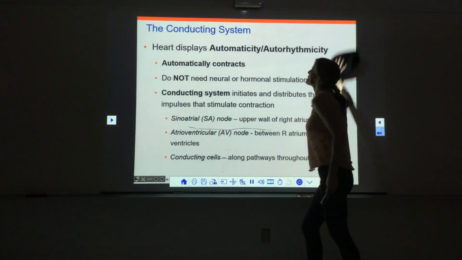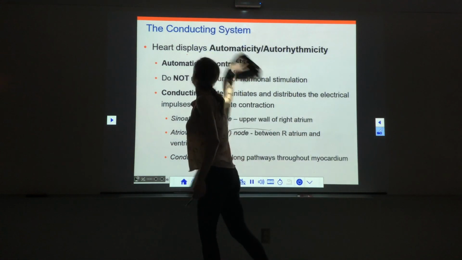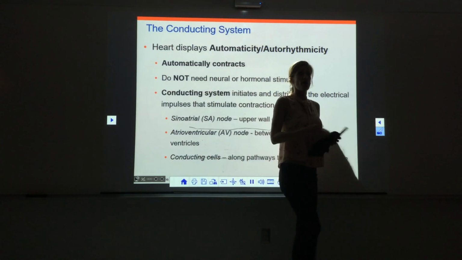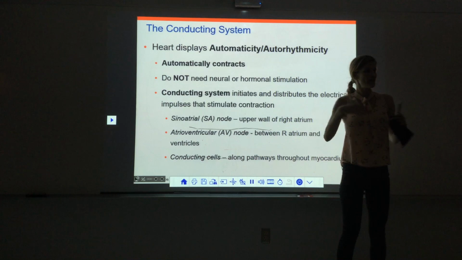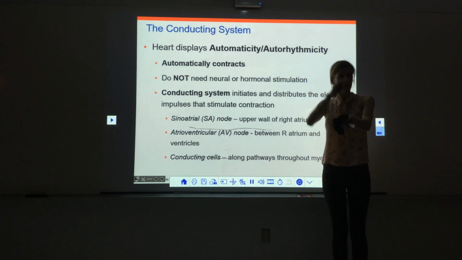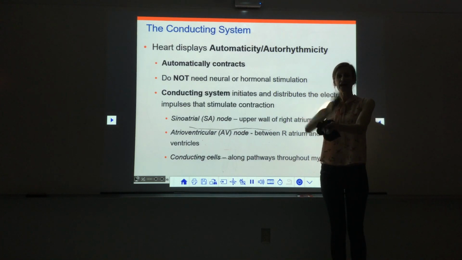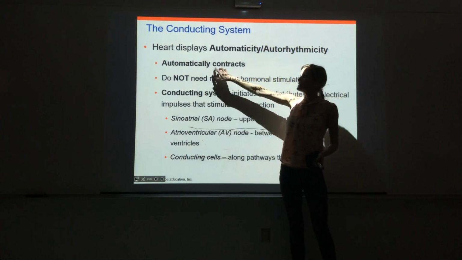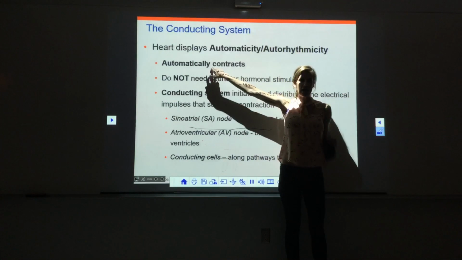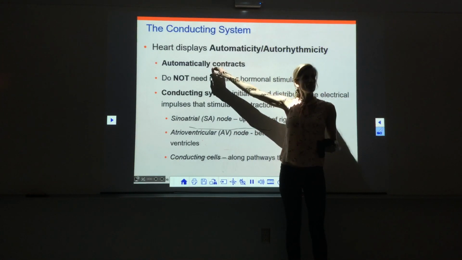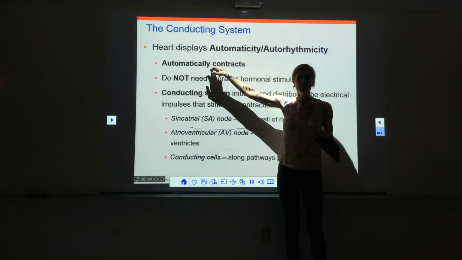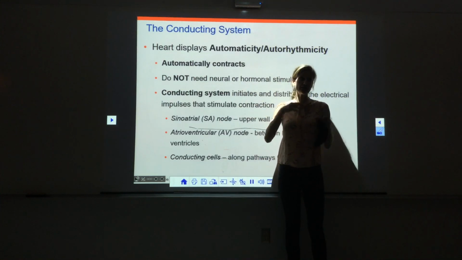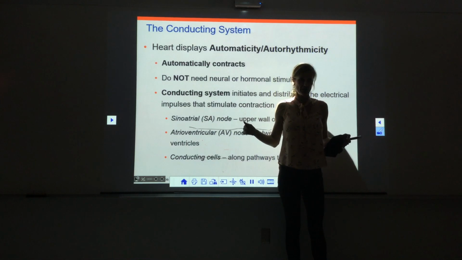So when we look at the heart, it's super cool. The heart displays something called automaticity or autorhythmicity. Right? Auto means self. And think of rhythmic as something like a rhythm. So the heart has its own rhythm that it generates. The heart has the ability to automatically generate action potentials to contract. It does not need a neuron. It does not need a hormone. It does this itself. That's very different from skeletal muscle.